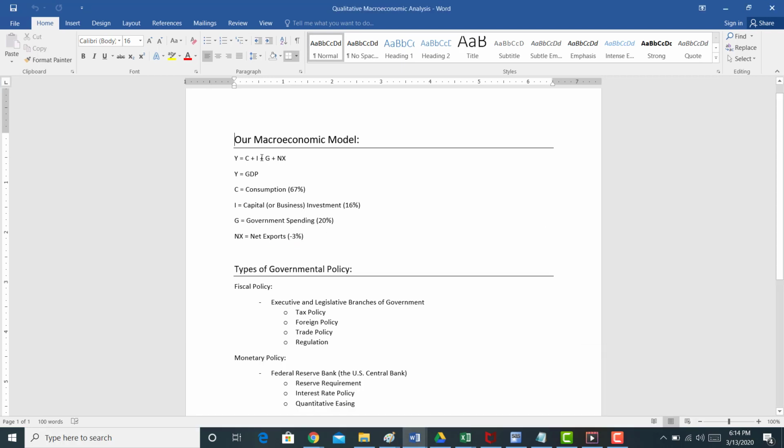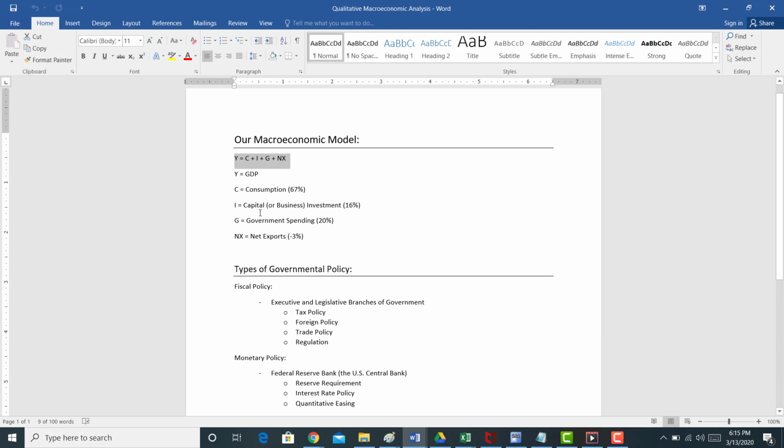Remember, we're working with this model here. Y equals C plus I plus G plus NX, where the left-hand side variable is GDP. On the right-hand side, we assume that part of GDP is made up from consumption. Remember, the comparative advantage in the United States is that we like to buy stuff. And it's been shown historically that about 67% of GDP is made up from consumption.